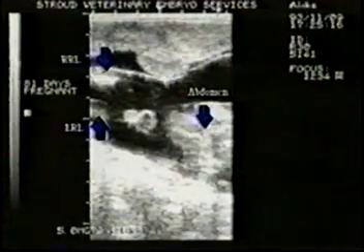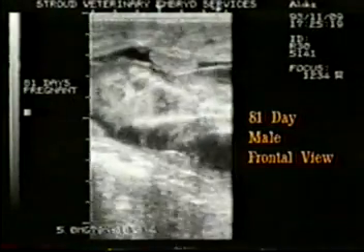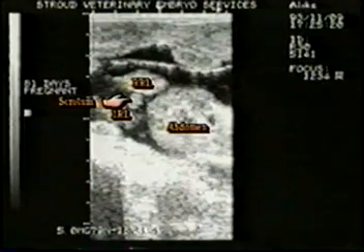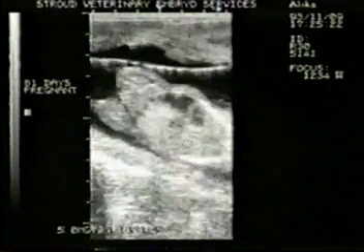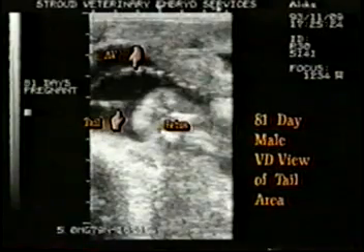RRL is right rear leg. LRL is left rear leg. By 80 days, the scrotum is fully visible. AV is amniotic vesicle.